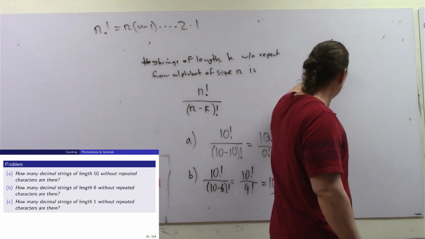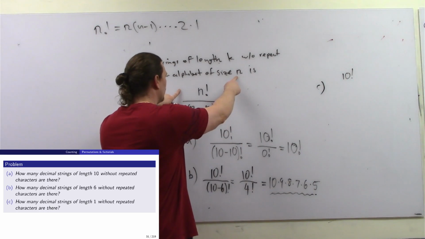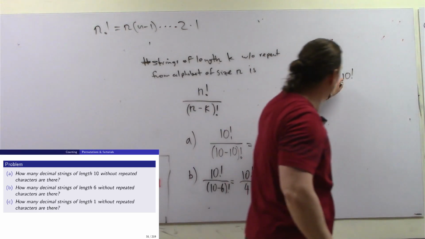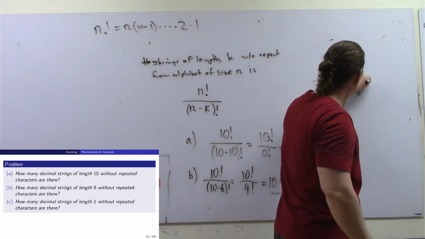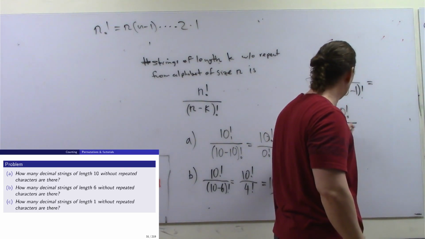Well, this would say 10 factorial, that always goes on top, right? My alphabet has 10 characters. Length k, so k is 1 here. So on the bottom would be 10 minus 1 factorial. So 10 factorial over 9 factorial.